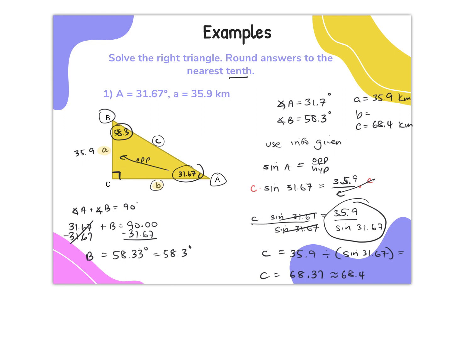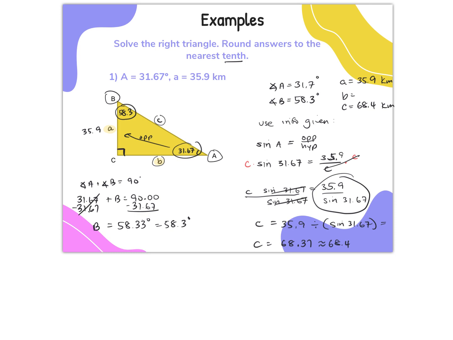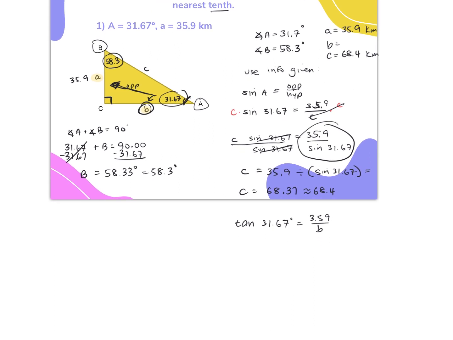Now all I have left is finding side B. So again, I go to my picture, and I know that I was given angle A and the side opposite angle A. So I'm going to use that to find little b, which is missing. Little b is adjacent. So I know that the tangent of 31.67 degrees equals opposite over adjacent, which is little b. And again, I can solve by solving for b.